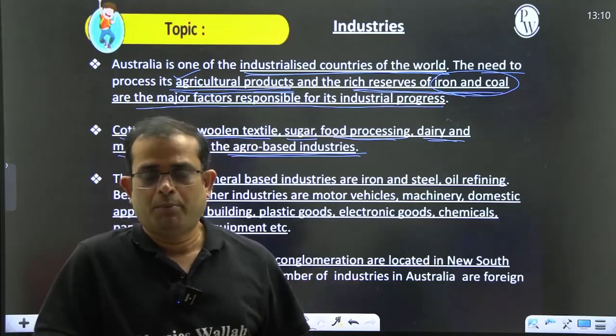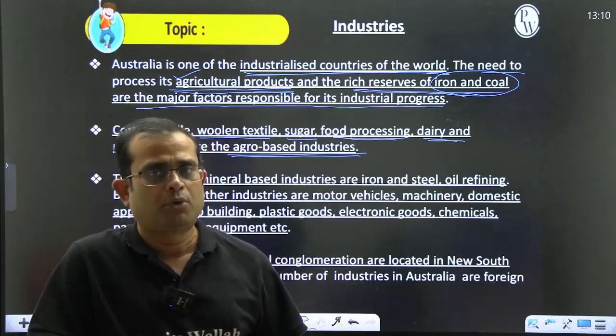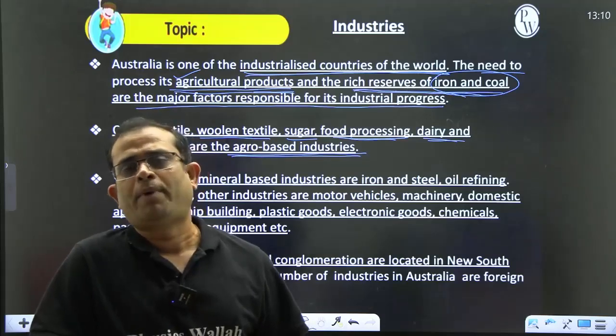Meat means mostly Australian lambs, which are widely accepted in other parts of the globe.